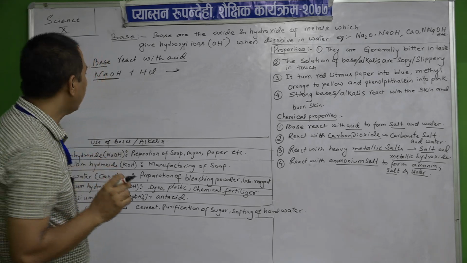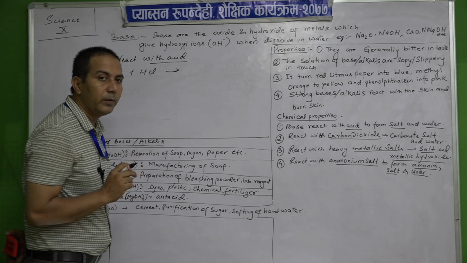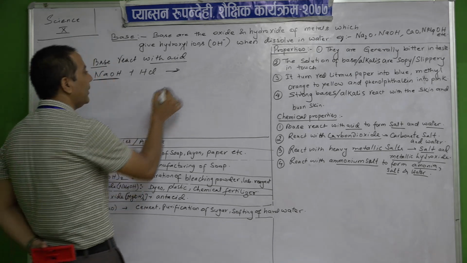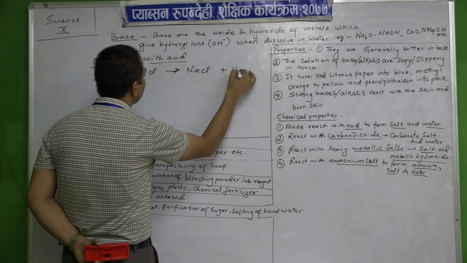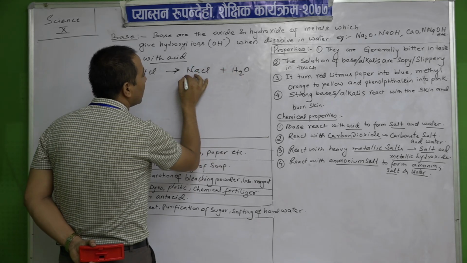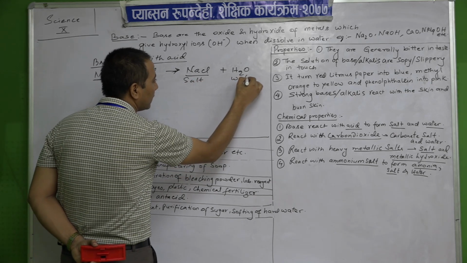When sodium hydroxide reacts with hydrochloric acid, then what happens? It will form NaCl plus H2O. This is salt and water.